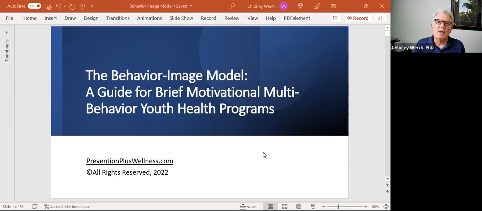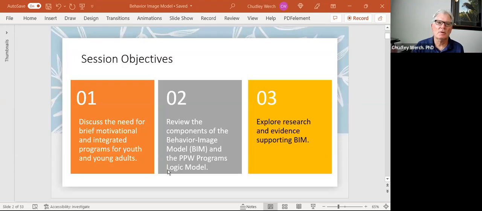So we're going to be talking about the behavior image model, sometimes referred to as BIM, and it is a guide for brief motivational interventions that integrate multiple behaviors for youth and young adults, single session programs. So lots of content, 3 objectives for today. We are going to discuss the need for brief motivational and integrated programs for youth and young adults. Secondly, we're going to review the components of the BIM, the behavior image model, as well as the practice part of this, which is the PPW program logic model.